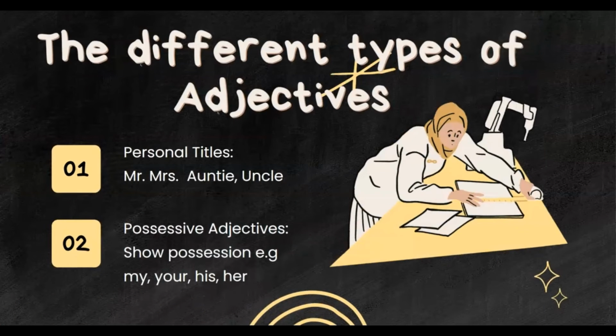Now these are the different types of adjectives. First one, personal titles, like how you give a title to any person. They can be Mr. for male, Mrs. for females, Auntie for female. So they have both feminine and masculine. Personal titles can also be possessive adjectives. They show possession. Example: my, your, his, her.